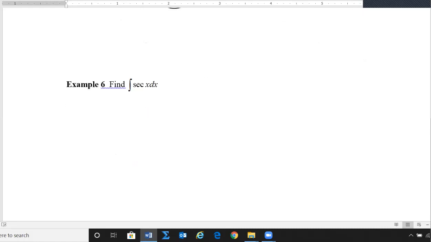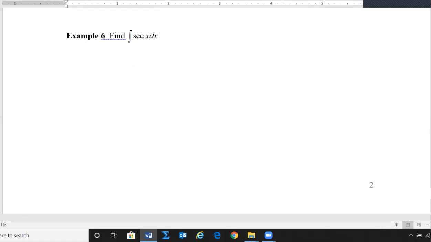Okay, let's do the next one. Now, the integral of the secant, we haven't seen this one. We know the derivative of the secant is a secant tangent. We know the derivative of the tangent is a secant squared. But we don't really have an antiderivative for the secant as of yet.